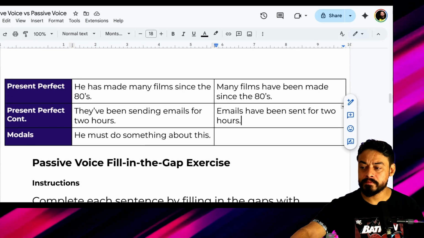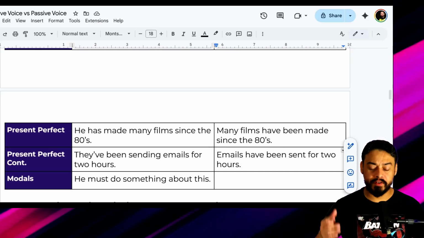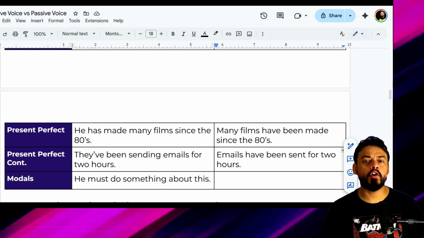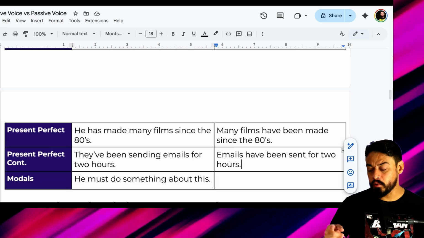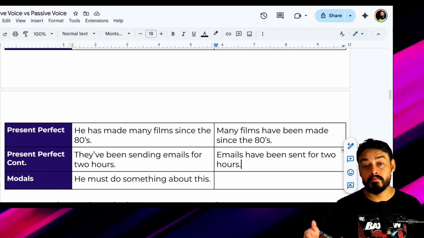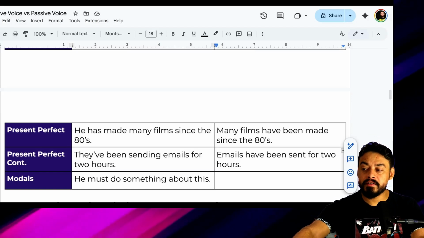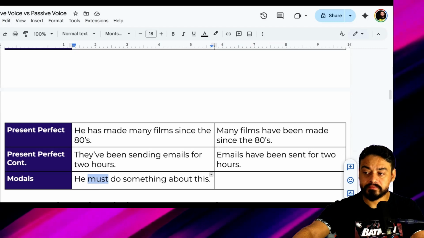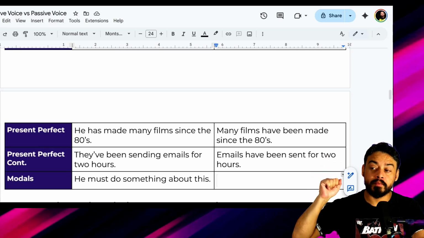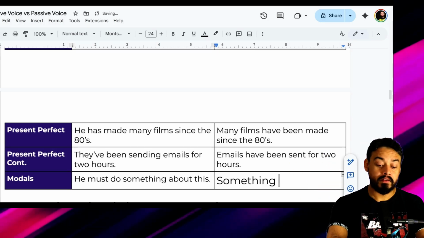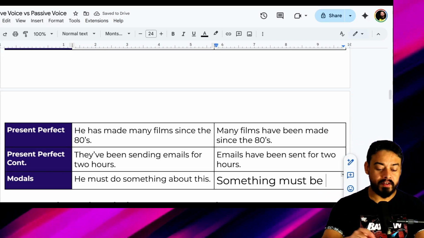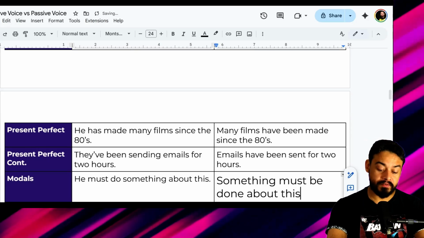Finally, with the modals we have, for example, must, should, may, might, can, could. These are all modal verbs. Just like will, remember, will be participle, the same thing applies here. Modal, be, participle. For example, he must do something. Must is the modal. Do is the main verb. So I'm going to use modal, be, participle. So something, modal, must, be, and what's the past participle of do? Done. Something must be done about this.